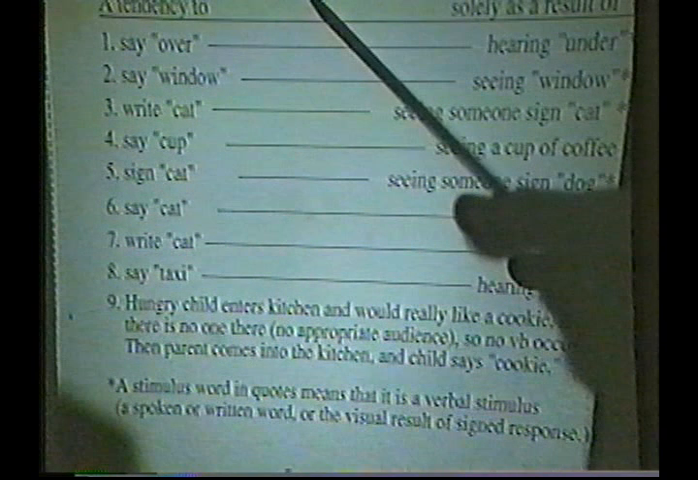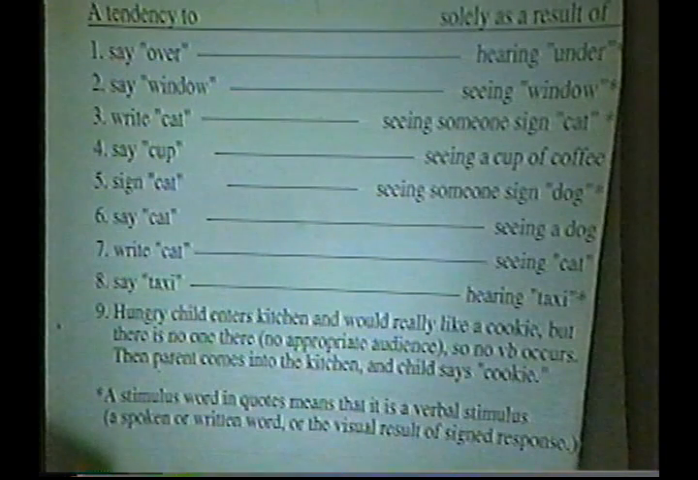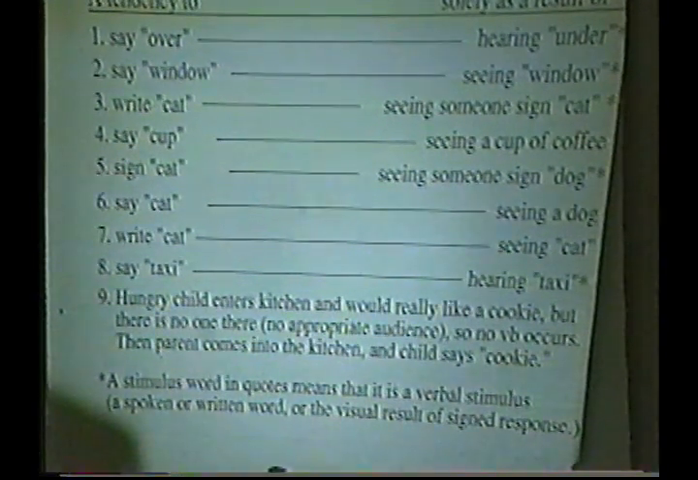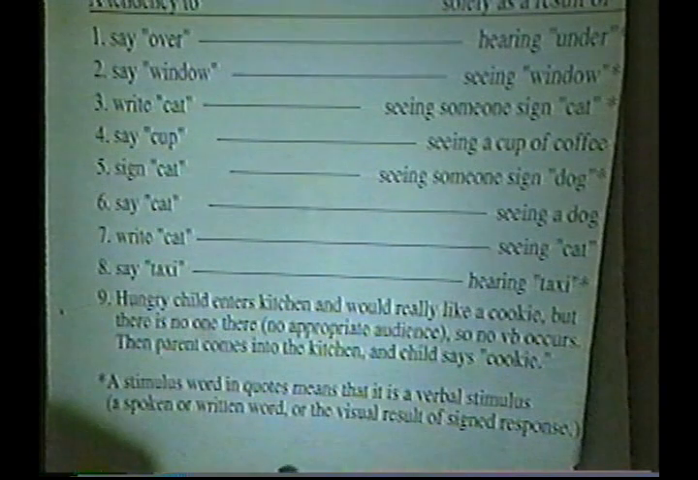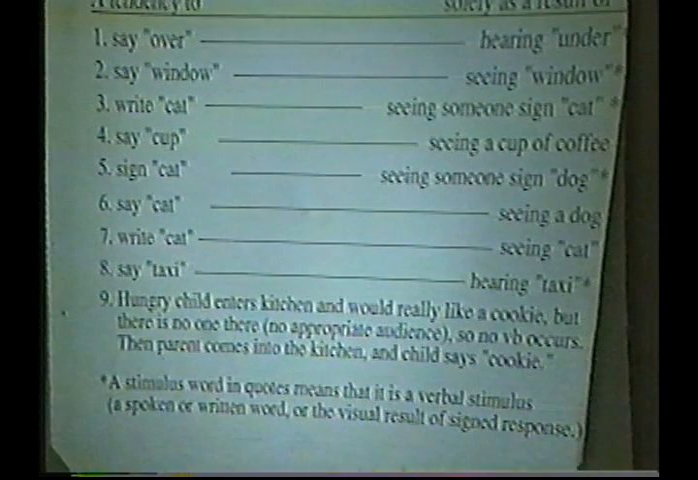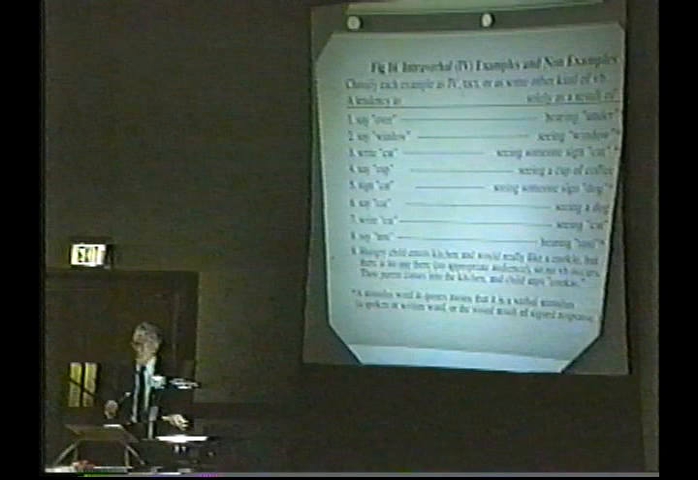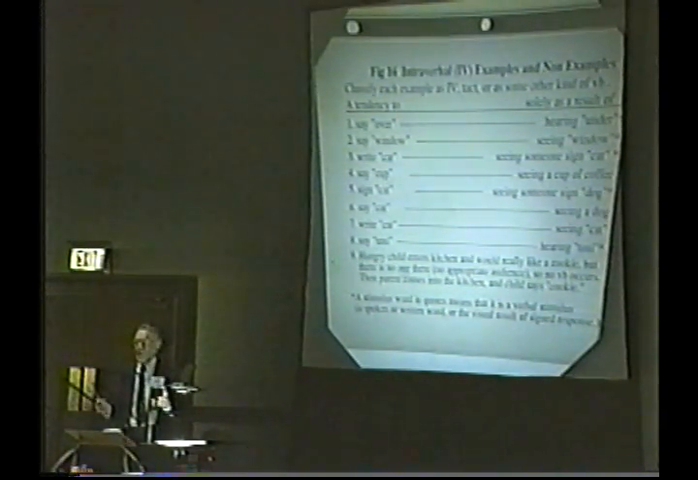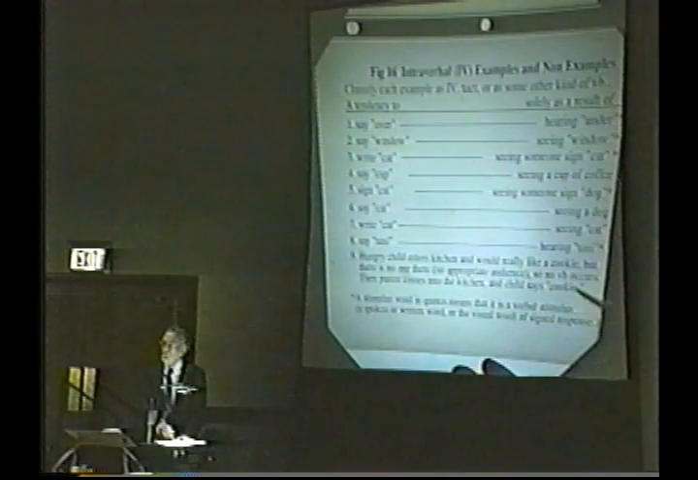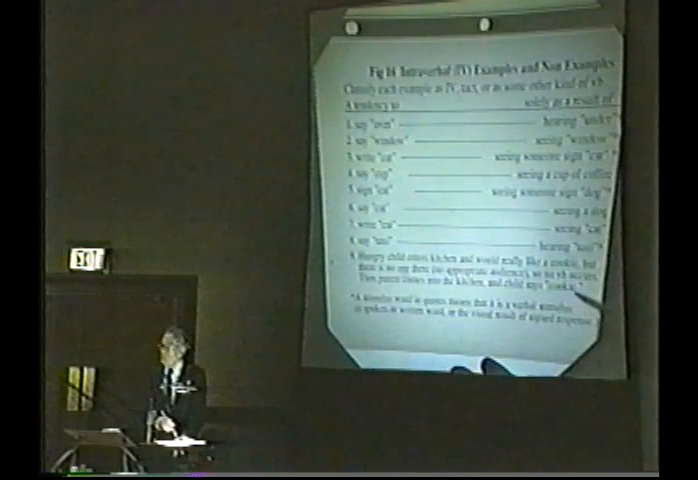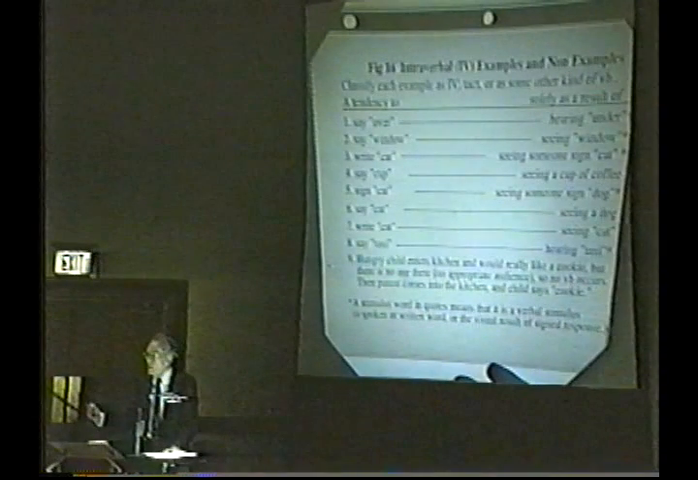Hungry child enters the kitchen, would really like a cookie, but there's no one there, no appropriate audience. So no verbal behavior occurs. Then the parent comes into the kitchen and the child says cookie. Is it the case that the parent's arrival controls the form of the response? Could it then be called, for example, a tact? No, because it's true that he didn't say anything until the parent came in. The parent's arrival makes him say, but it doesn't make him say cookie. It's the establishing operation, the fact that he wants a cookie, that makes him say cookie. Had he wanted out, when the parent came in, he would have said out. He doesn't say anything until the appropriate SD is there, but what he says is controlled by the motivational variable in the case of the mand.